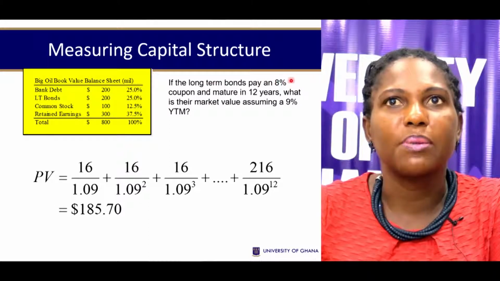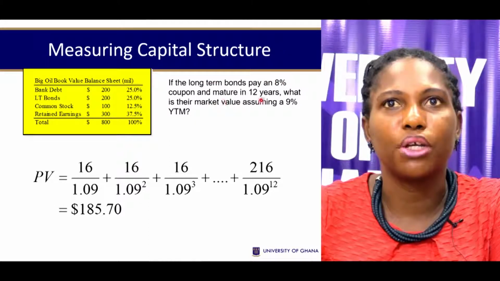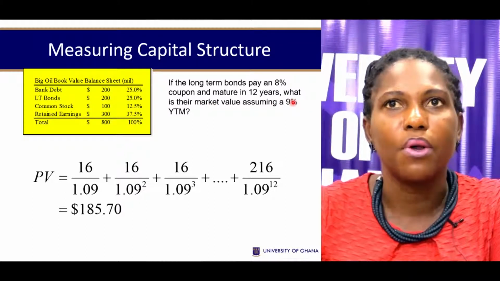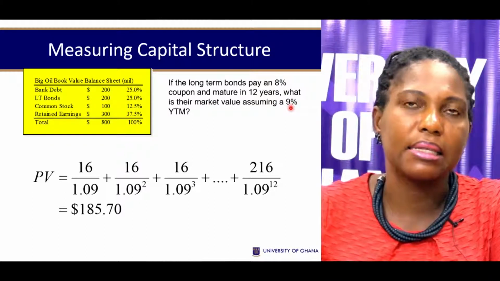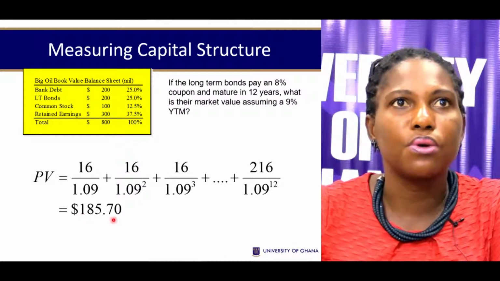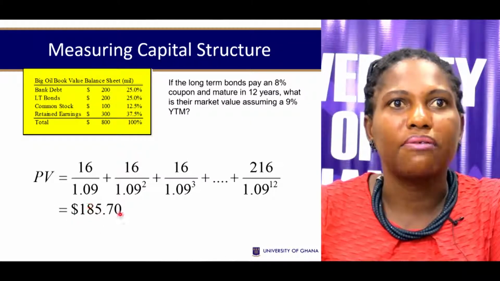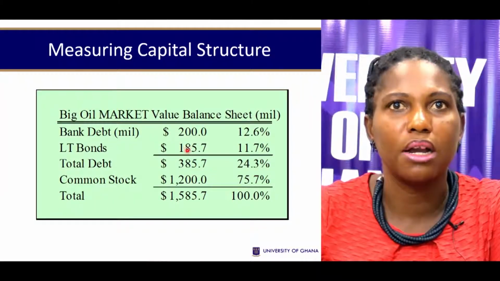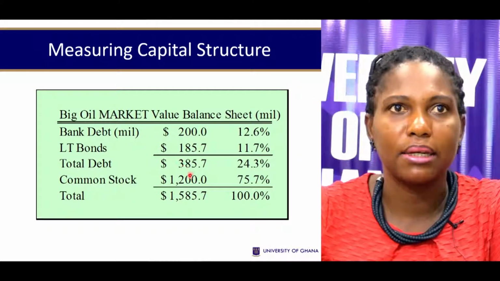The long-term bonds pay an 8% coupon. They mature in 12 years. So what is the market value if the YTM, or the discount rate, is 9%? Once we do that, we realize that the market value of the bond is 185 and not necessarily the 200 we had. So we adjust that accordingly.